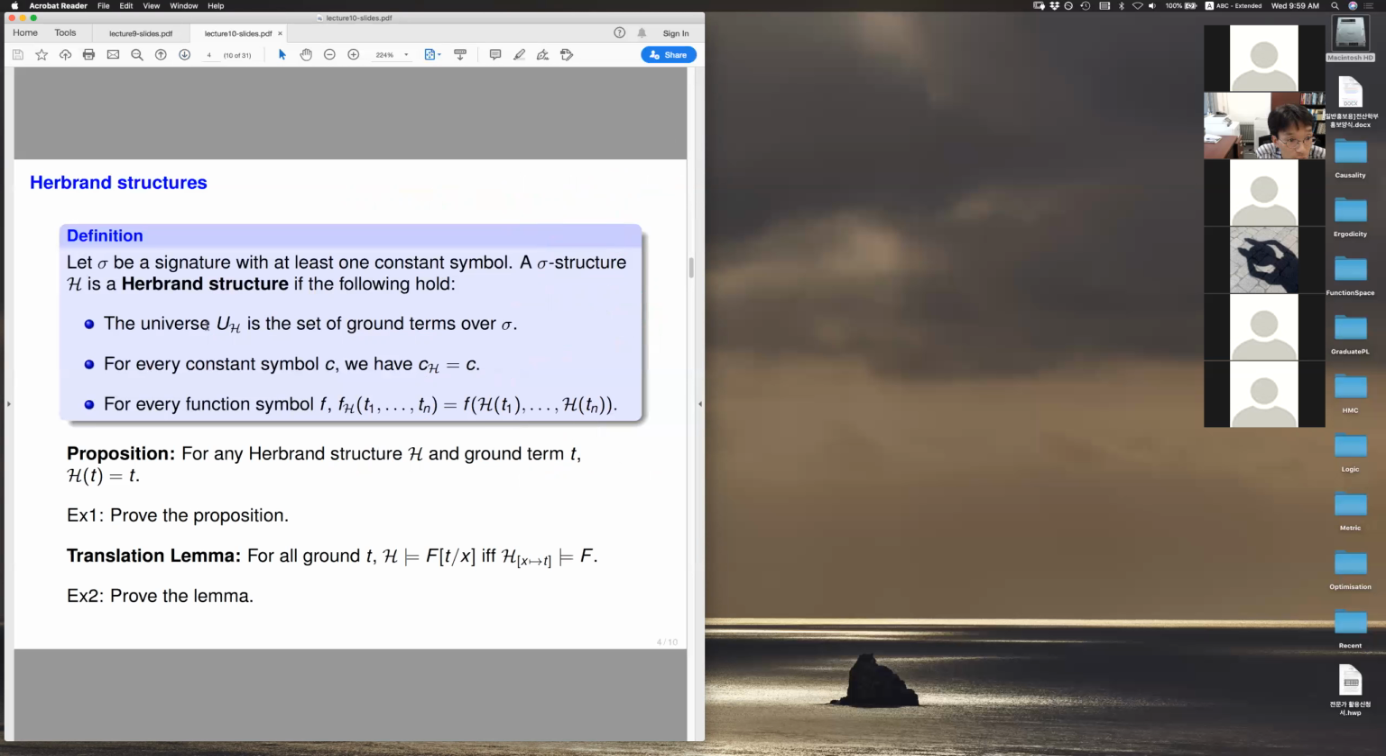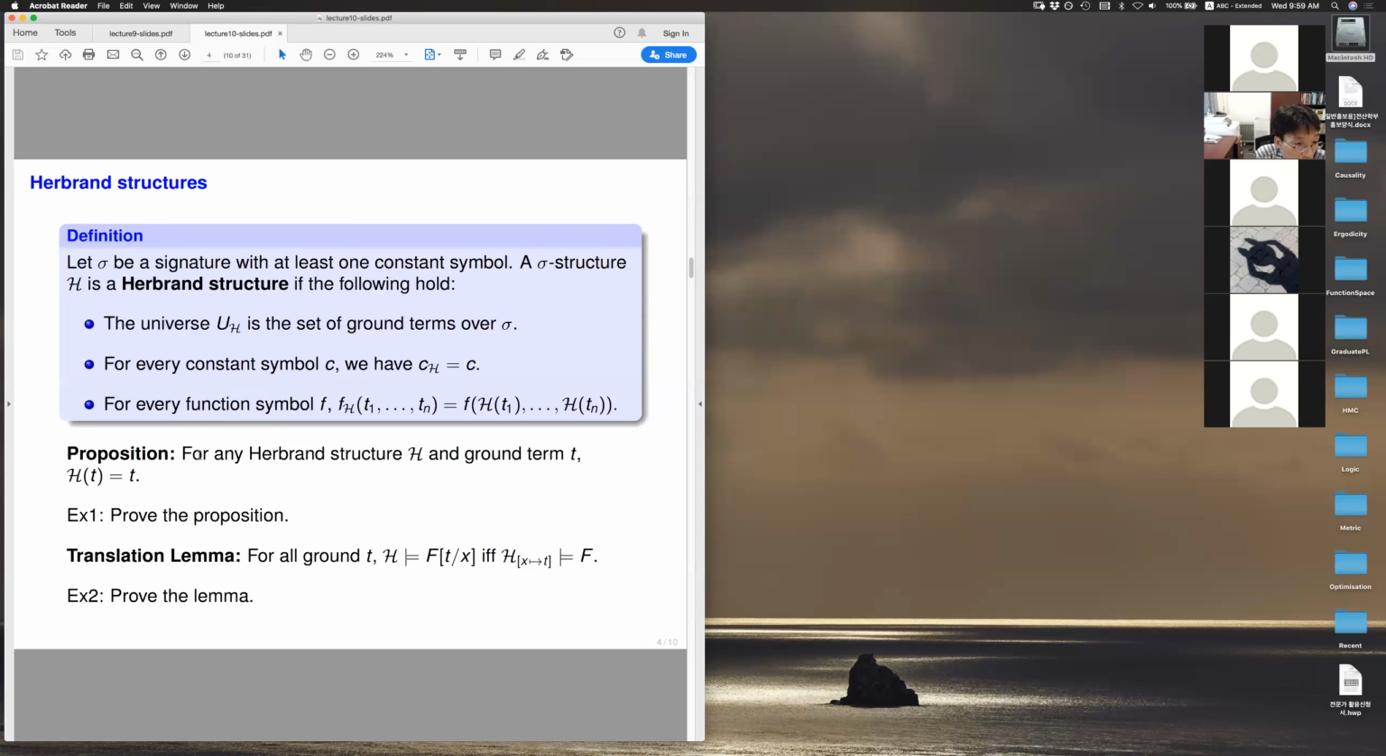fixed. The underlying universe is fixed. The interpretation of a constant symbol is fixed. The interpretation of a function symbol is fixed. But the important bit is that the interpretation of a predicate symbol is not fixed. So there is one flexibility, which is that you can choose different interpretations for the predicate symbols. Choosing one interpretation, you get one Herbrand structure. A different one, you get a different Herbrand structure. So if you have a predicate symbol in the signature, there are usually infinitely many Herbrand structures.